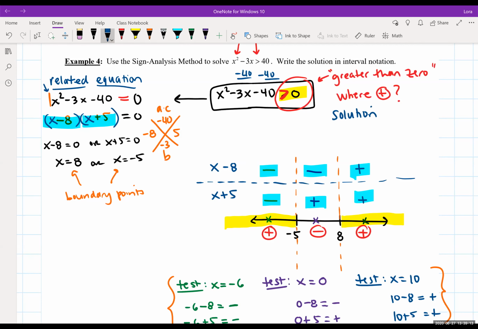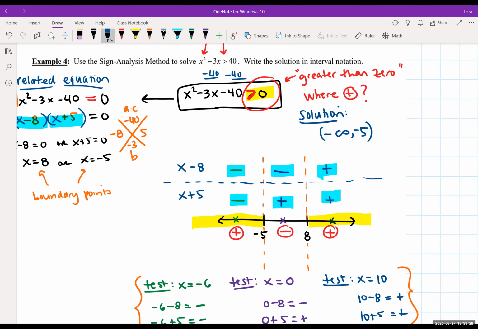And usually interval notation is popular. So our solution is negative infinity to negative 5. And then we did not have a greater than or equal to, so everything is parentheses. We do have a jump, so we're going to start up again after we write the union symbol from 8 until infinity. And so at this point, we have now solved our quadratic inequality using the sign analysis method.